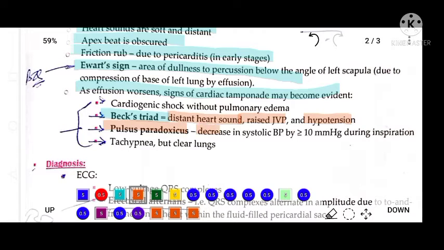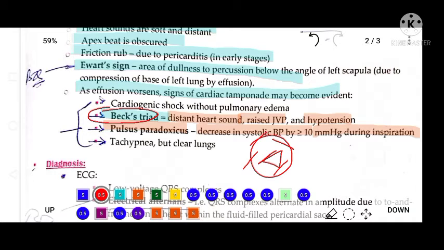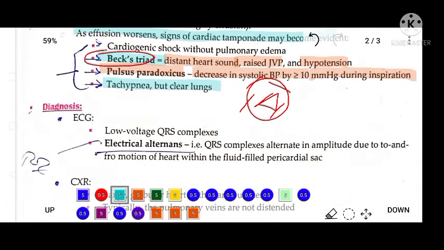Pulsus paradoxus means a decrease in systolic blood pressure by 10 millimeters of mercury during inspiration. That is pulsus paradoxus. So this is important in Beck's triad, meaning distant heart sounds, raised JVP, and hypotension. That is Beck's triad. It is important. It is positive in cardiac tamponade along with tachypnea, and clear lungs will be there on the X-ray. Diagnosis will be based on ECG and chest X-ray.